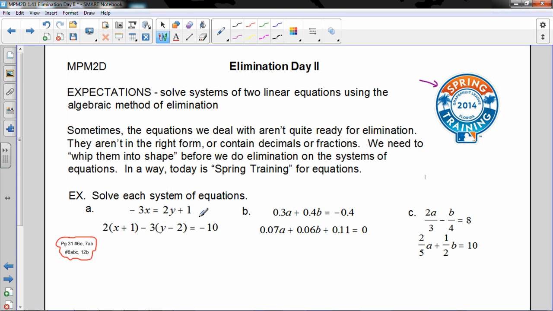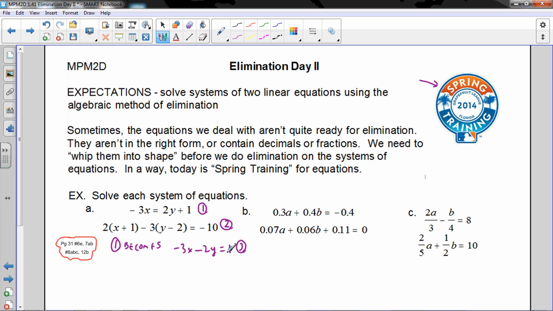So the idea is we're going to change these so they look more like what we're used to for elimination. So for instance, this one's got x's and y's on opposite sides, but not y equals mx plus b. So, geez, let's fix it up, right? What I'm going to do is whip that one into shape. Just put the 2y on the other side. Moving that over the other side becomes this, and that looks pretty good. I could multiply both sides by negative 1, but I'm going to call that my equation 3.